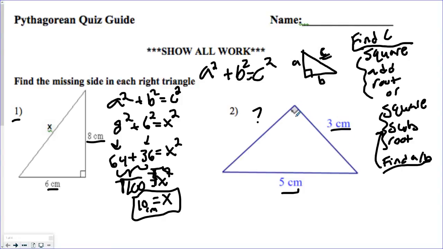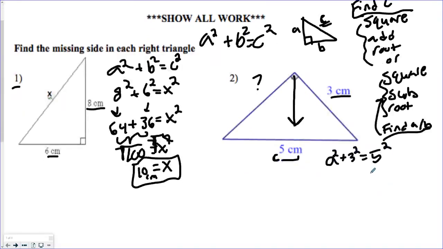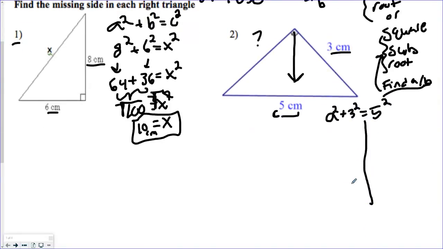So if you don't know, what you can do is take your pencil, put it on the right angle mark, and draw an arrow straight across. That arrow will always point to your hypotenuse, which in this case is 5. So 5 is my C variable. And then that means 3 and x, or the missing one, is my A and B. So I'll say a squared, because I don't know what a is, plus 3 squared equals 5 squared. Now again, you could do 3 squared plus b squared is 5 squared. Again, it doesn't really matter which one you call a or b. I don't know what a squared is still, so I'm going to leave it as a squared.